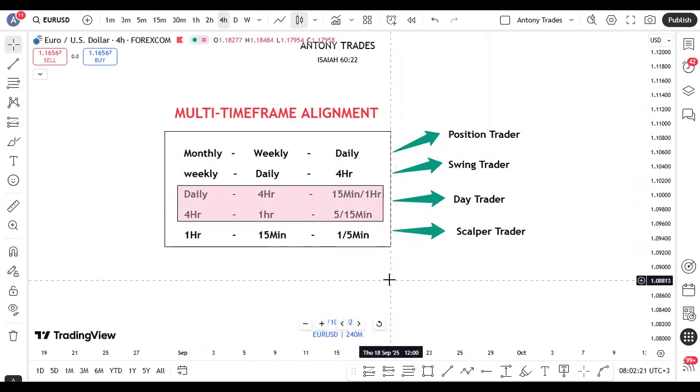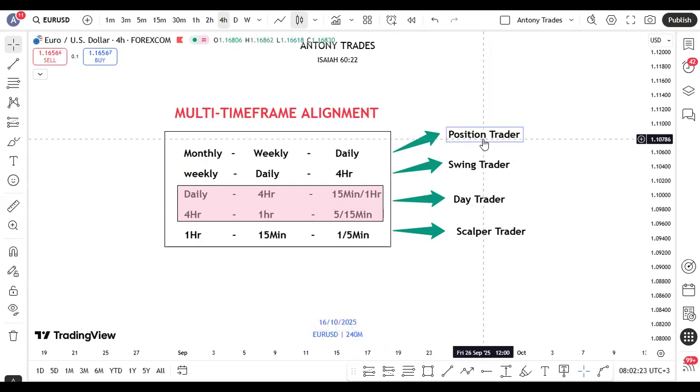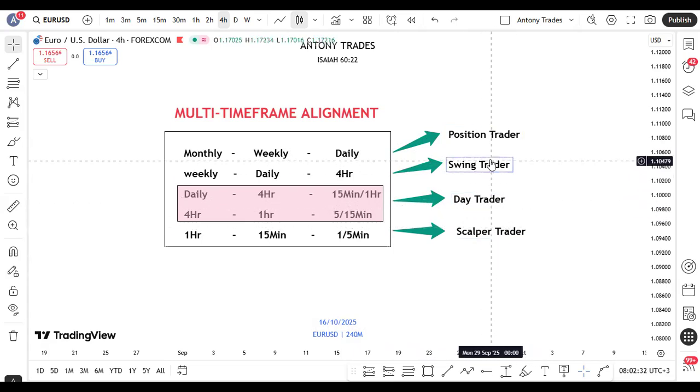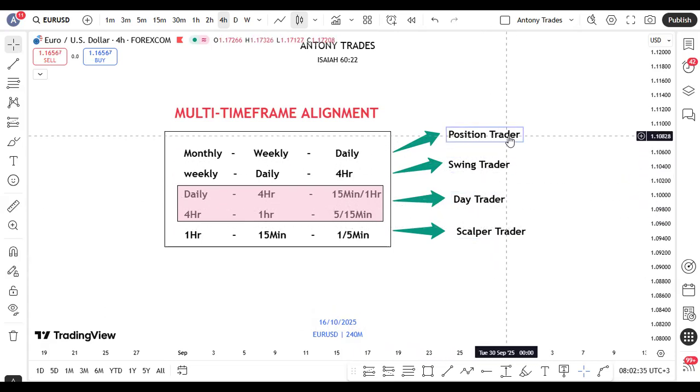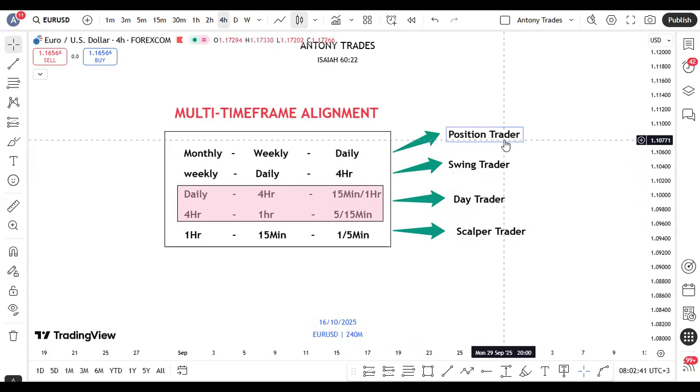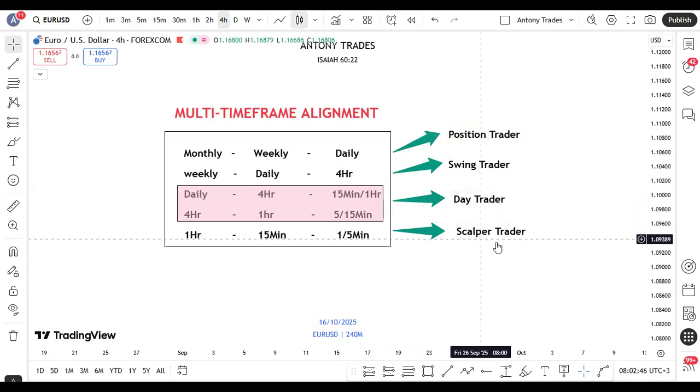There are those people who, according to their situation, can't do swing trading or day trading or scalping, so they have to be a position trader. A position trader is a type of trader who is really quite busy and doesn't have time to be on the charts. But if you are a day trader or a scalper, that means you have time to look at your charts and execute trades.